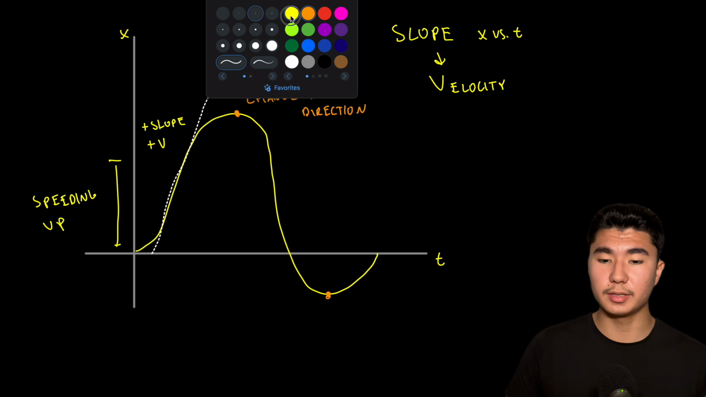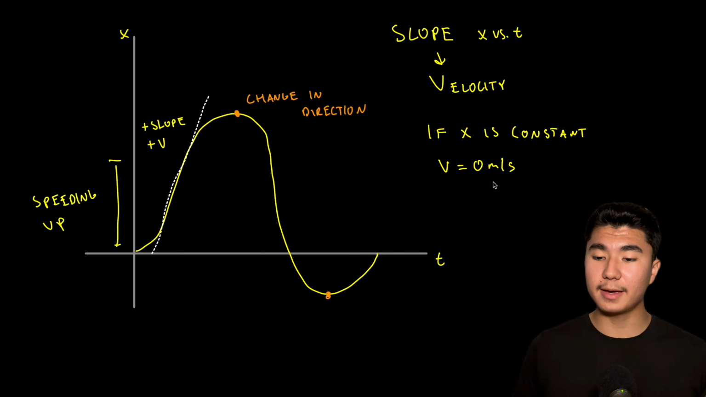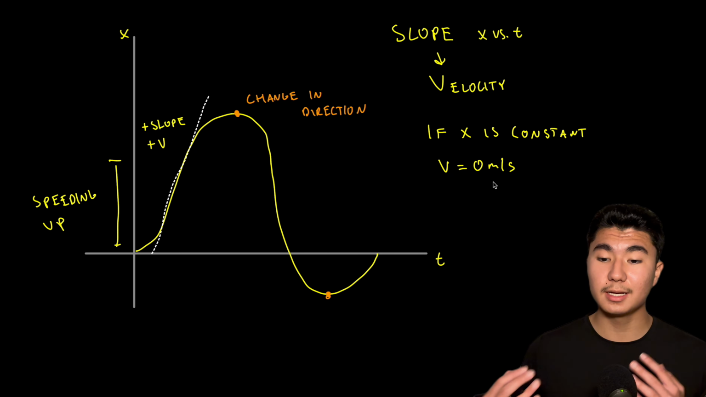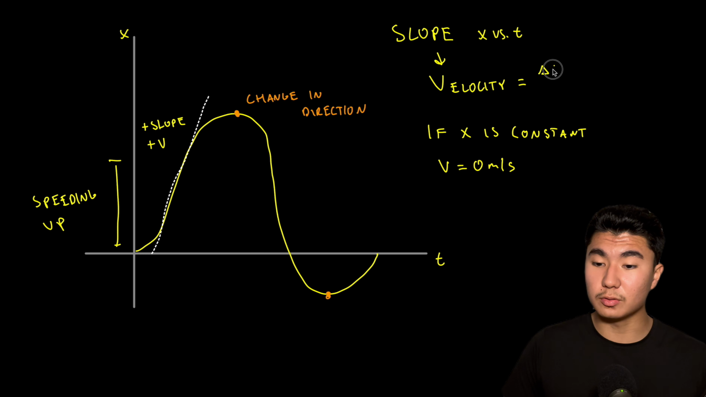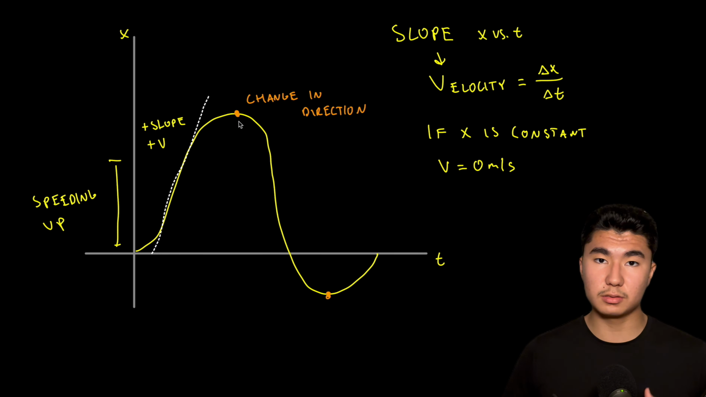Now, let me write this over here. If x is constant, velocity, I'm going to say v equals 0 meters per second. The reason why, if x is constant, velocity is 0, is because, like we said, velocity equals our change in x over change in time. Since our x is constant, we'll say x is maybe like 8. So over here, x is just staying at 8 meters. If it's staying at that position, then our velocity is going to be 0.